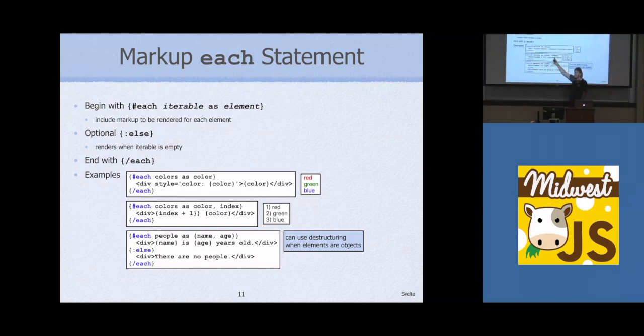I also can get the index as I'm iterating through them. And so here I'm adding 1 so that when I display it, it doesn't start with 0. And I'm outputting a paren and then the name of the color. And in the last example, I'm iterating through all of the keys and values in an object. And I can use destructuring there. So here I've got people. I'm iterating through an array of people, and I get people objects, and I want to pull out their name and age, and then I can use them. And if there was nothing in that array, it would output that instead.